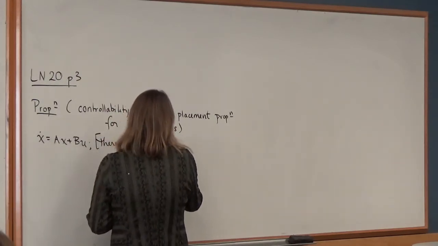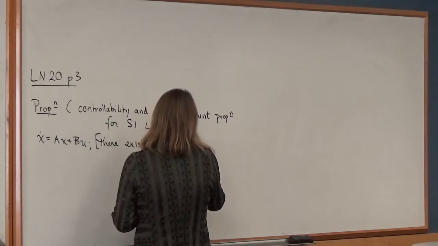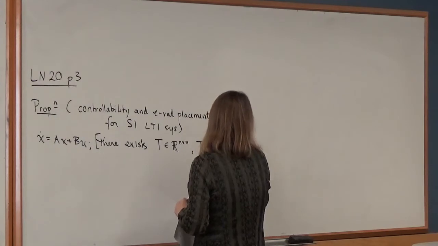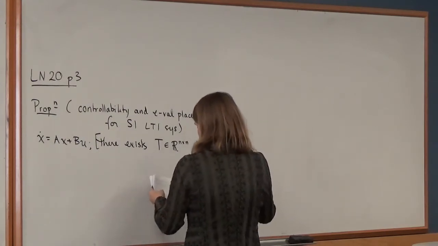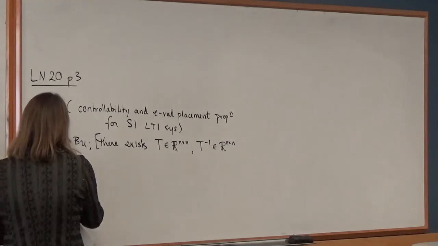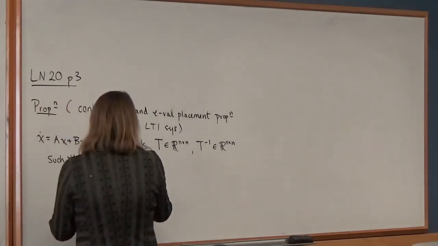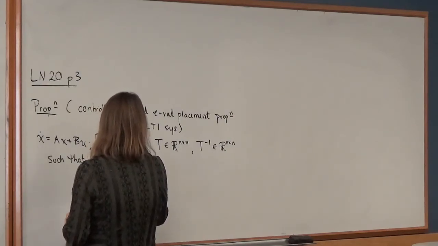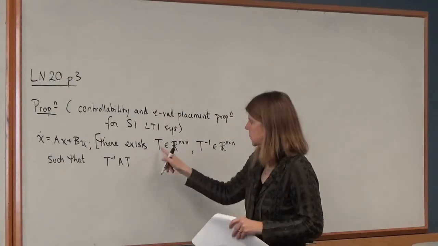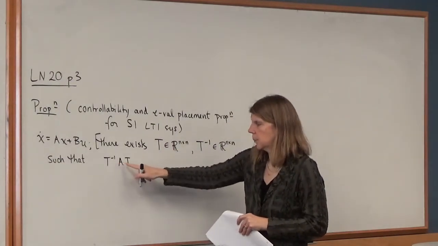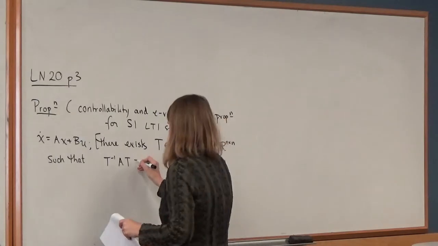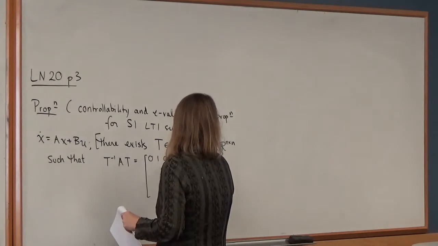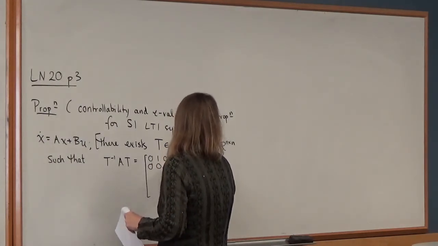There exists an n by n matrix T, which is non-singular, so T inverse exists, such that when the system A, B is transformed through a similarity transform based on T, I take these two matrices and perform a similarity transform on A, and that gets me to the following form, which is called the controllable canonical form.